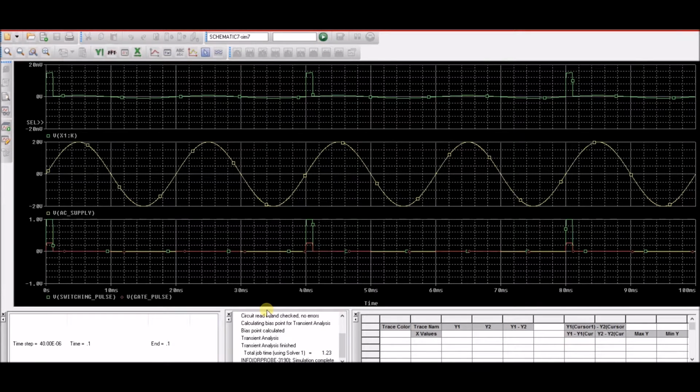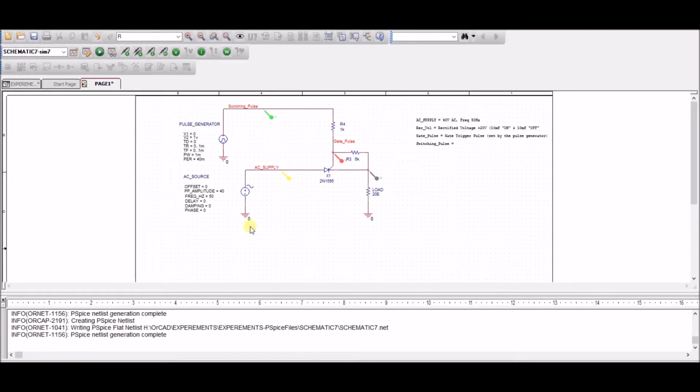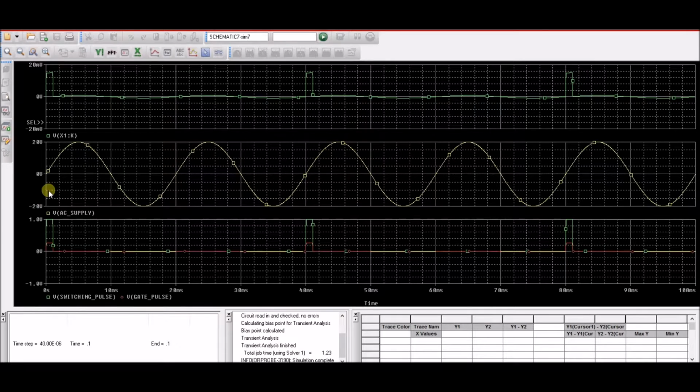Now these are the simulated results that we have. This is the AC supply, 40 volts amplitude and 50 hertz frequency. There's no delay. So since there's no delay, we are starting at the 0 point, with an amplitude of 20 volts on the positive side and 20 volts on the negative side.